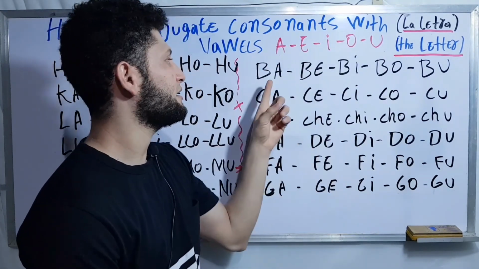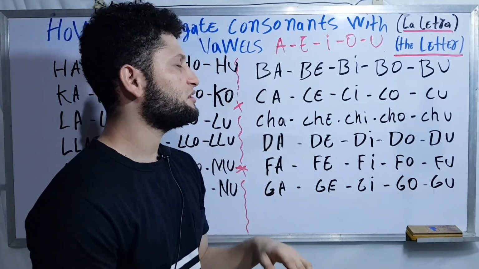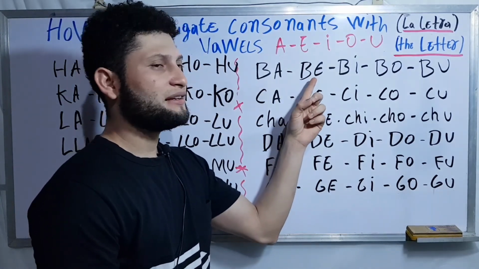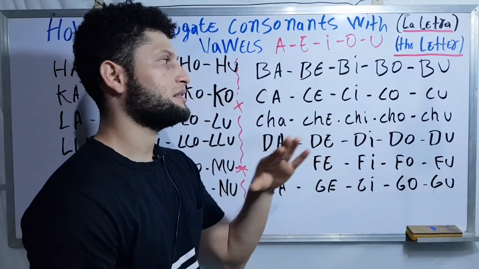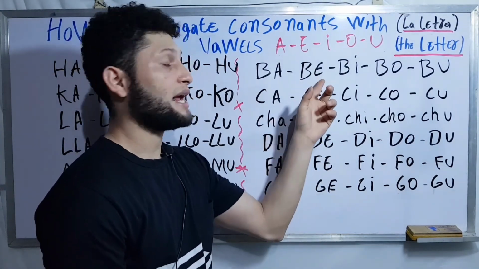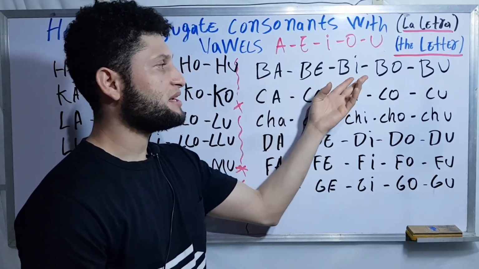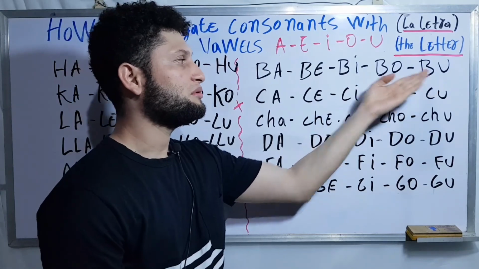Once again, ba, be, as I said in my previous video. So the letter B by default sounds the same as without the letter E, la letra E in Spanish. Ba, be, bi, bo, bu.